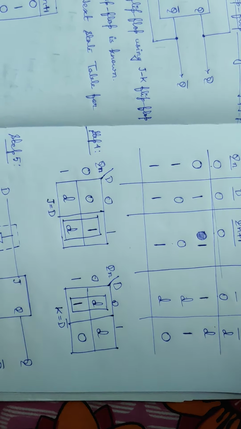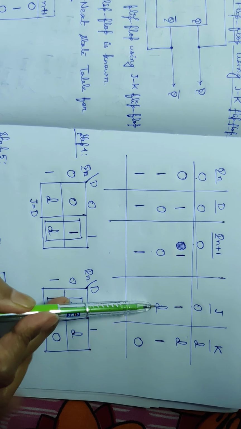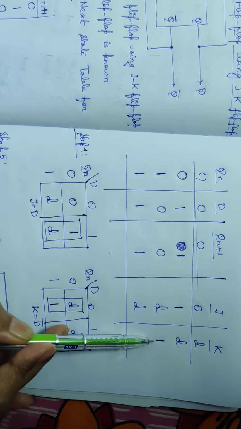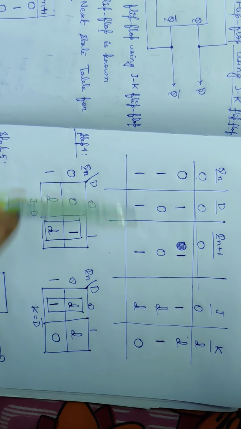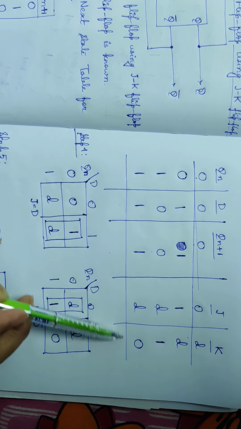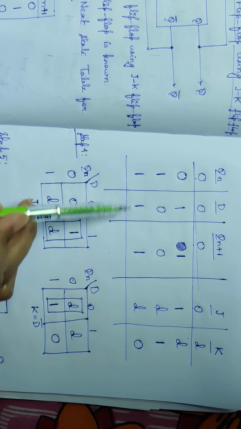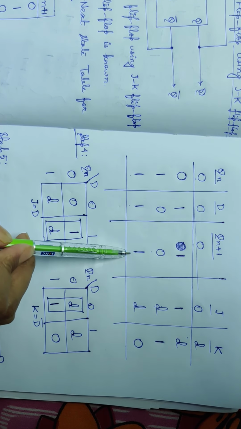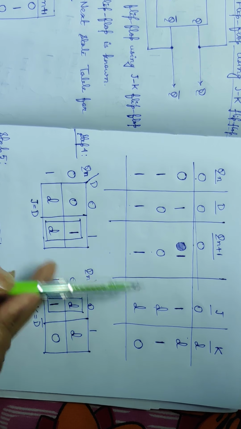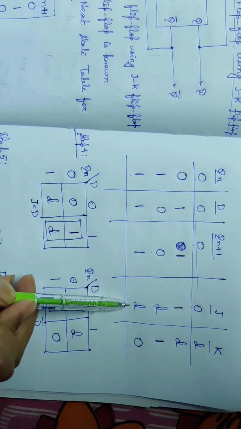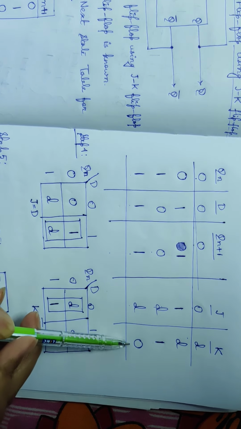So we are writing here the value of J as D, value of K as 1. Similarly in the last case, for Qn equal to 1, D equal to 1, Qn plus 1 equal to 1, we are getting the value of J as D, value of K as 0.